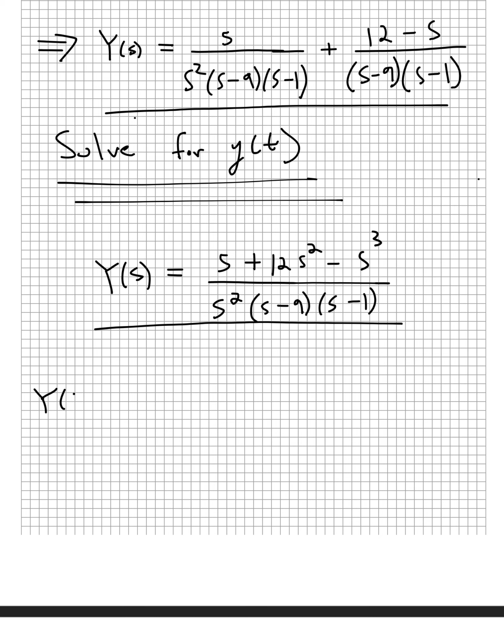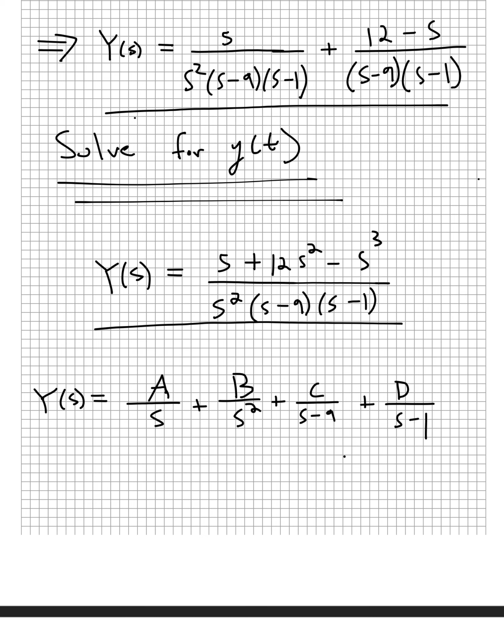the following. We get Y of s equals some unknown A over s, plus some unknown B. It's a B. Let me go ahead and make that more clear. B over s squared, okay, plus C divided by s minus 9, okay, plus D all divided by s minus 1.